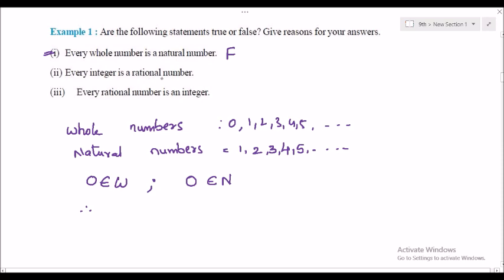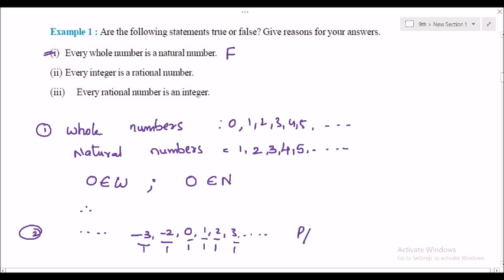Right. Next, second one. Every integer is a rational number. Yes. Every integer, integers are negative numbers too. Okay, these all can be written in the form of P by Q. So every integer can be written in the form of P by Q. So the numbers which we represent in the form of P by Q are rational numbers. So the given statement is true.